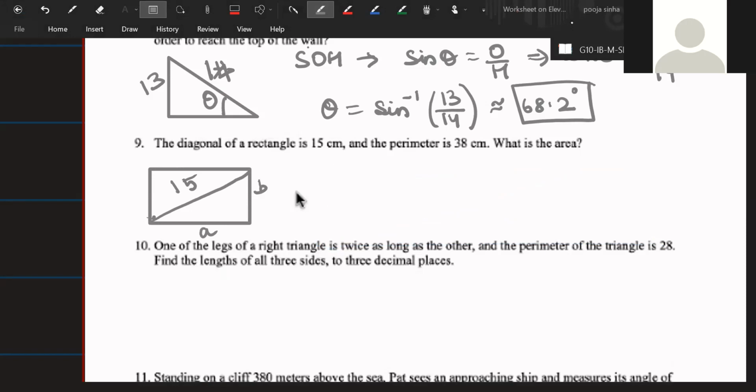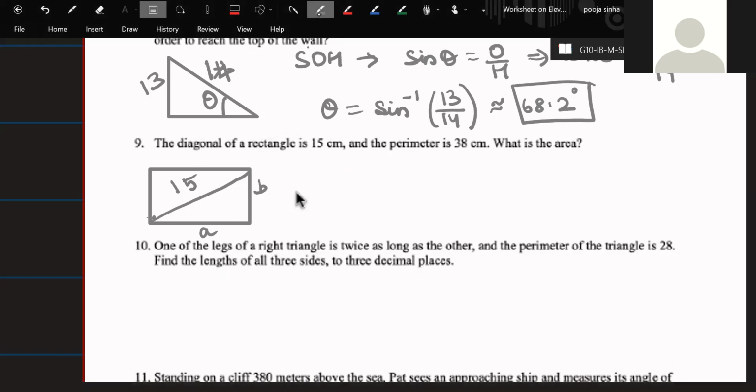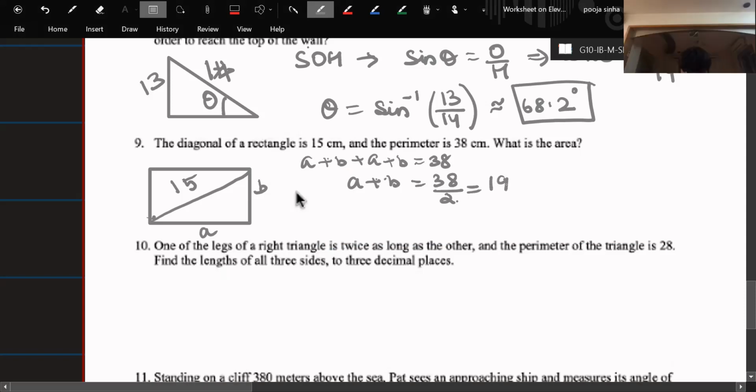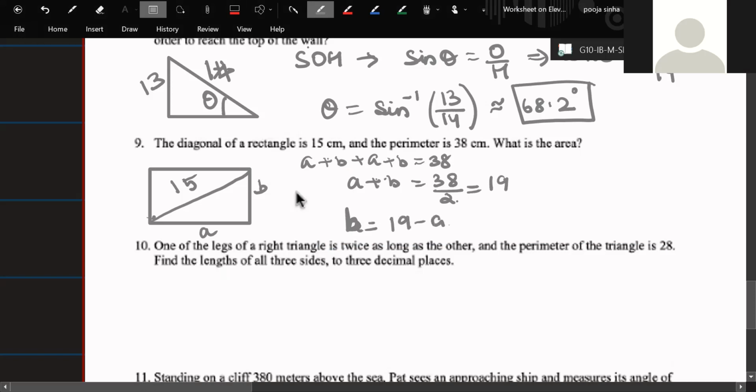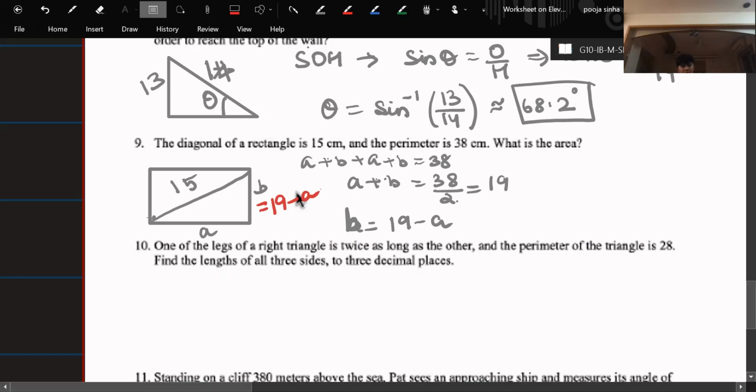A plus B has to equal 38 divided by 2. So A plus B plus A plus B is equal to 38, which means A plus B is equal to 38 upon 2. 38 upon 2 is how much? 19. Which means A plus B is 19? So from here, can I say B is equal to 19 minus A? Yeah. Okay.